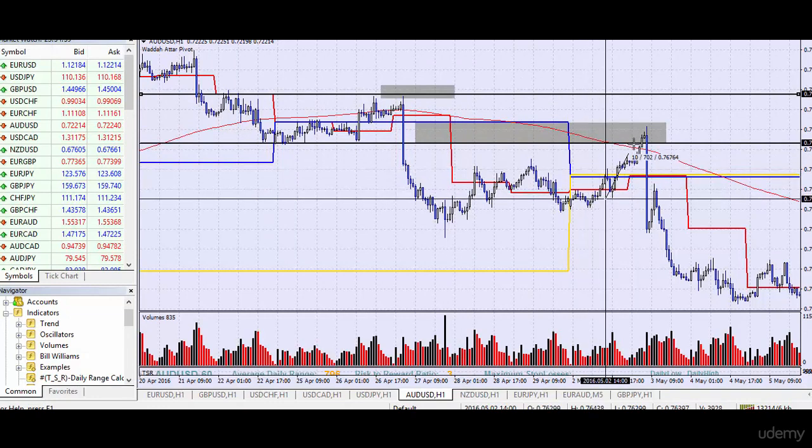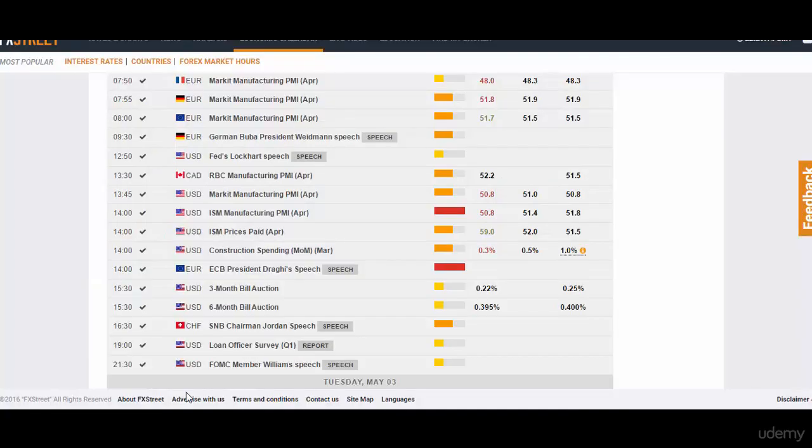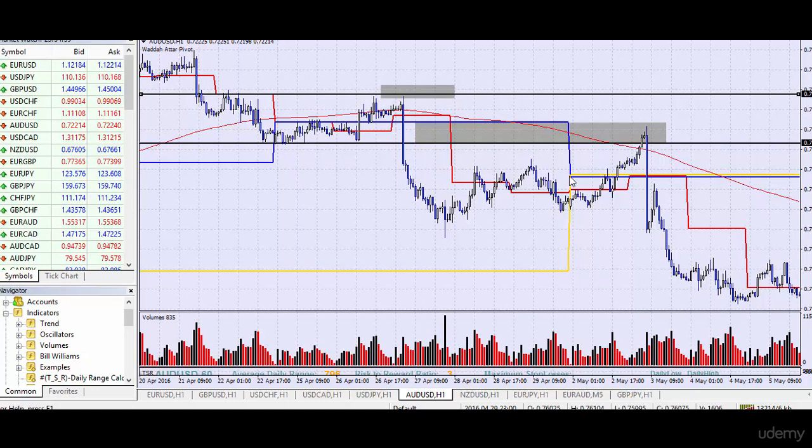This temporary up move that we have here may have been caused by the bad US data, by the bad market PMI for the US. It came out worse than expected. We were expecting 51 and it came out at 50. So this is bad for the US. Okay, so that's a bad indicator for the US.